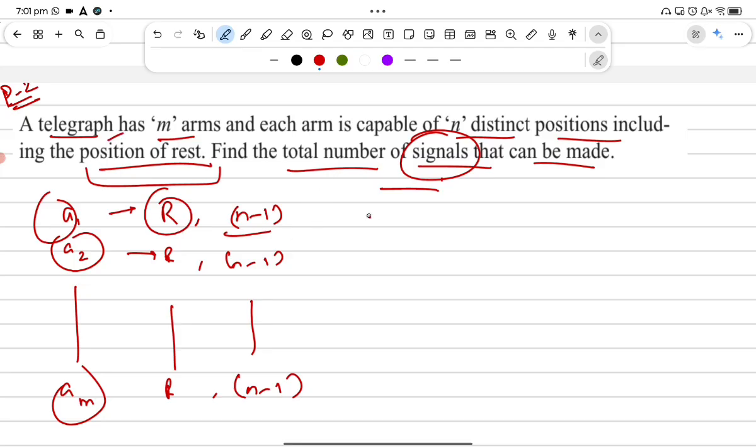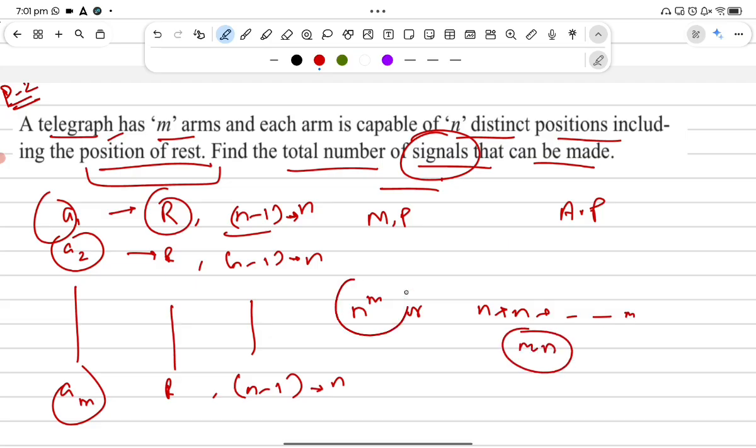So what should we do? Should we do the multiplication stuff or the addition? We have n choices here, n here, and n here, including the rest one. So should we just do n to the power m, or should we just add n m times and get what? m into n? Which one's the right part?